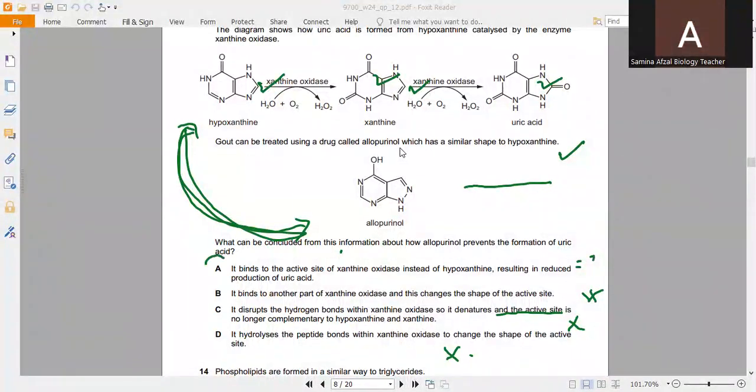Only A is the correct option, in which they have shown the competitive inhibition, because allopurinol and hypoxanthine and xanthine have similar shapes. So they will fight for the active site.